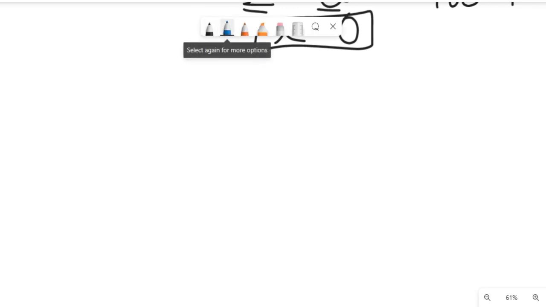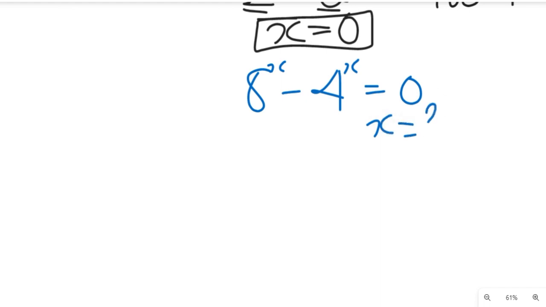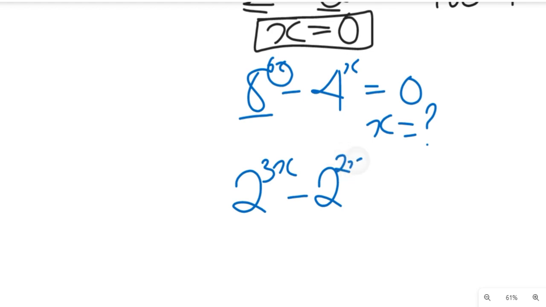Now let me introduce you to another method that you can use to solve this equation in an easier way. So if we are given 8 to the power of x minus 4 to the power of x equal to 0, we're asked to find x. All we need to do is to simplify these two. This 8 will be equal to 2 to the power of 3. And because we have another exponent there, it will multiply. This minus, the other one will be 2 to the power of 2, and since we have another exponent, it will multiply by x, and both will be equal to 0.